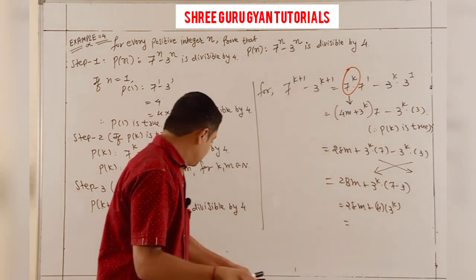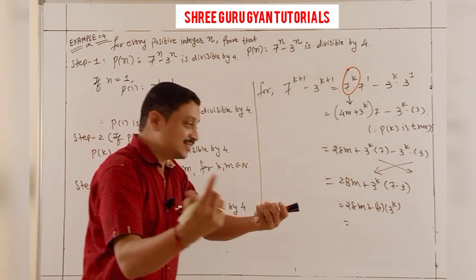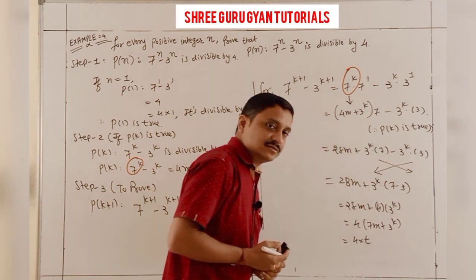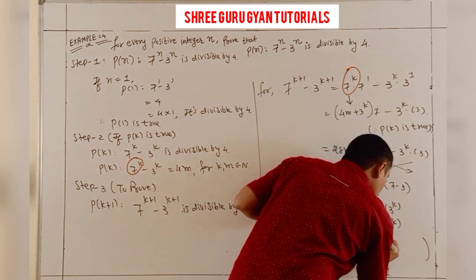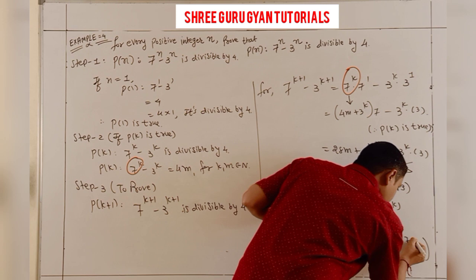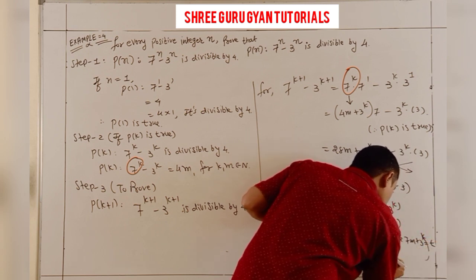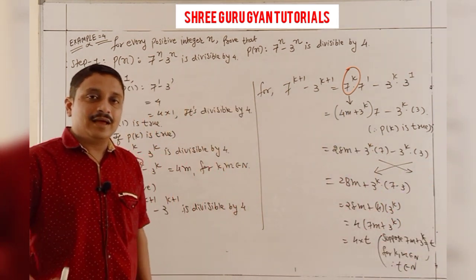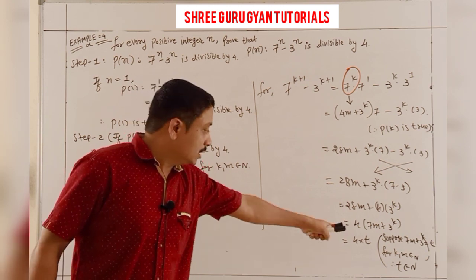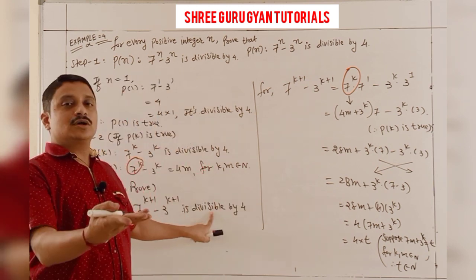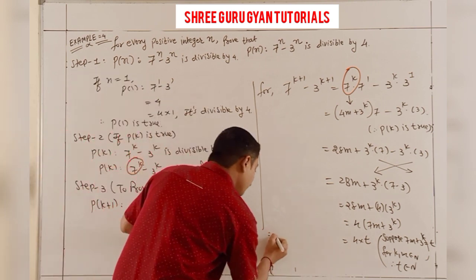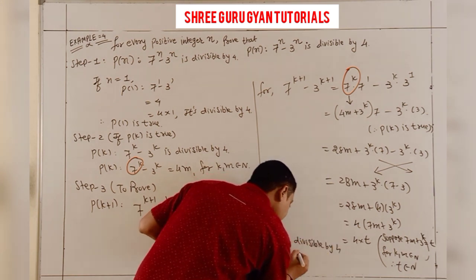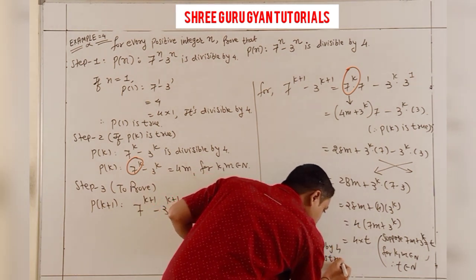Finally, I need it divisible by 4. Then 4 is common, and the remaining are 7m plus 3 raised to k, and here write down that it is t. Suppose 7m plus 3 raised to k is equal to t, an assumption. For m belongs to natural, t belongs to natural, and any natural number multiplied with 4 is surely divisible by 4. Therefore it is divisible by 4. So we can say P of k plus 1 is true.